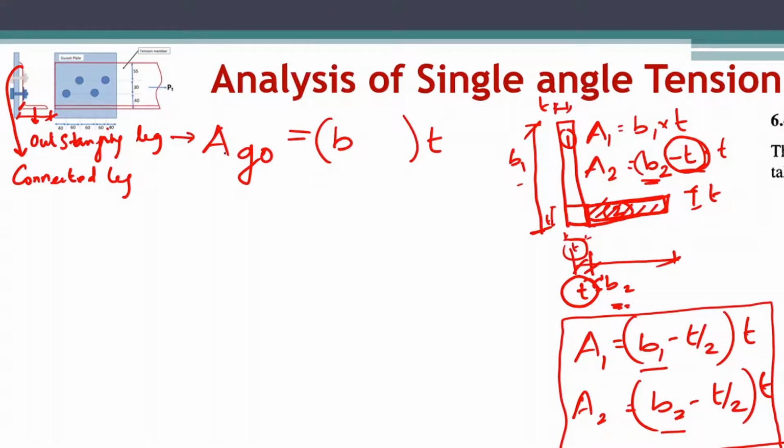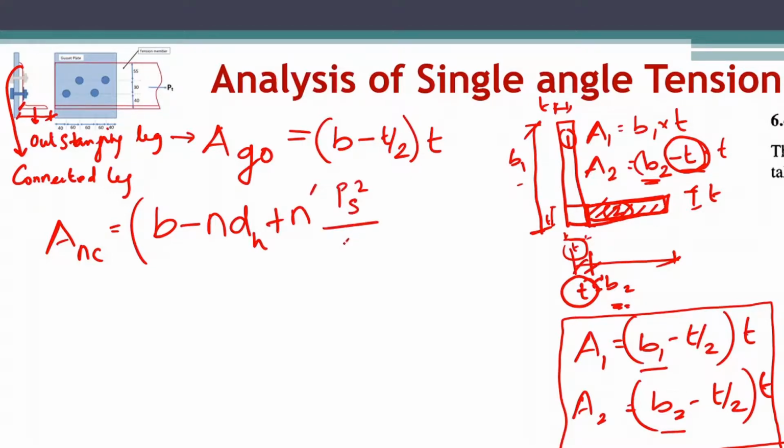So that is why the gross area of the outstanding leg is (B minus T by 2) into thickness, and the net area of the connected leg, you know how to calculate net area. We might have seen it in numerical one already. Width minus n times dia of hole plus n dash times ps square upon 4g, minus T by 2, into thickness t. See here, T by 2 is the additional term in angle, otherwise it is similar to the equation which we have used for the plate section.